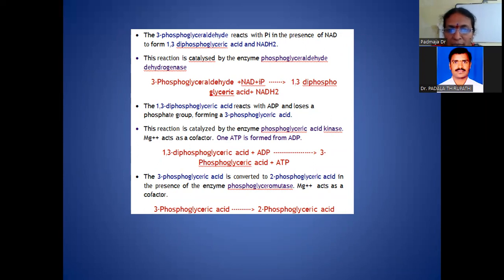And the 1,3-diphosphoglyceric acid reacts with ADP and loses a phosphate group, forming 3-phosphoglyceric acid. This reaction is catalyzed by the enzyme phosphoglyceric acid kinase, with magnesium acting as a cofactor. They may ask that this phosphoglyceric acid kinase enzyme requires a cofactor like magnesium. One ATP is formed from ADP. And this 3-phosphoglyceric acid is converted to 2-phosphoglyceric acid in the presence of the enzyme phosphoglyceromutase, with magnesium as a cofactor.